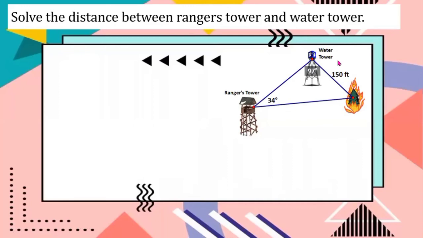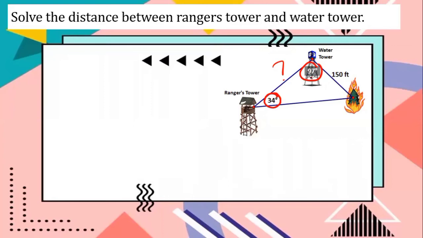So, we're going to solve for the distance between the ranger's tower and the water tower. So, we form here a triangle, an oblique triangle. The angle at the water tower is 97 degrees. The angle at the ranger's tower is 34 degrees. And the distance between the object that is being burned and the water tower is 150. So we are looking for this side of the triangle.